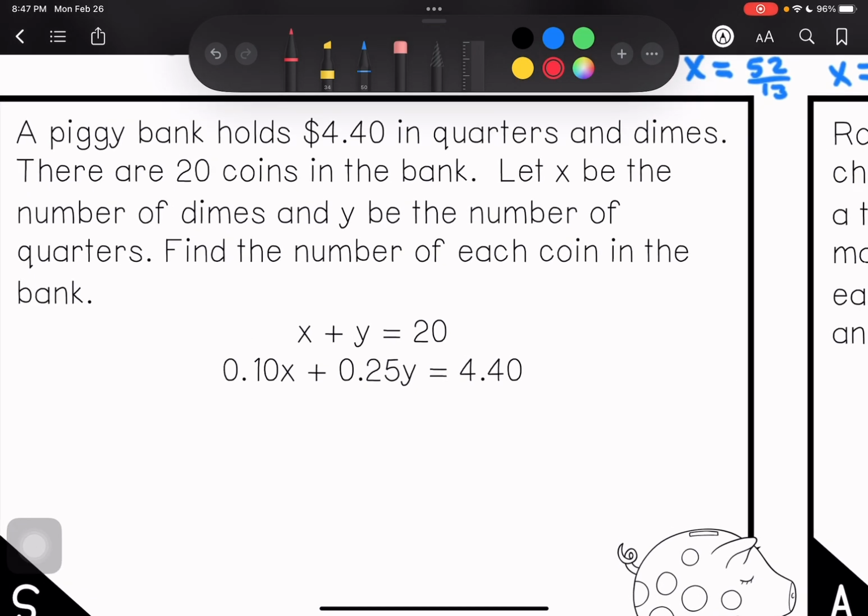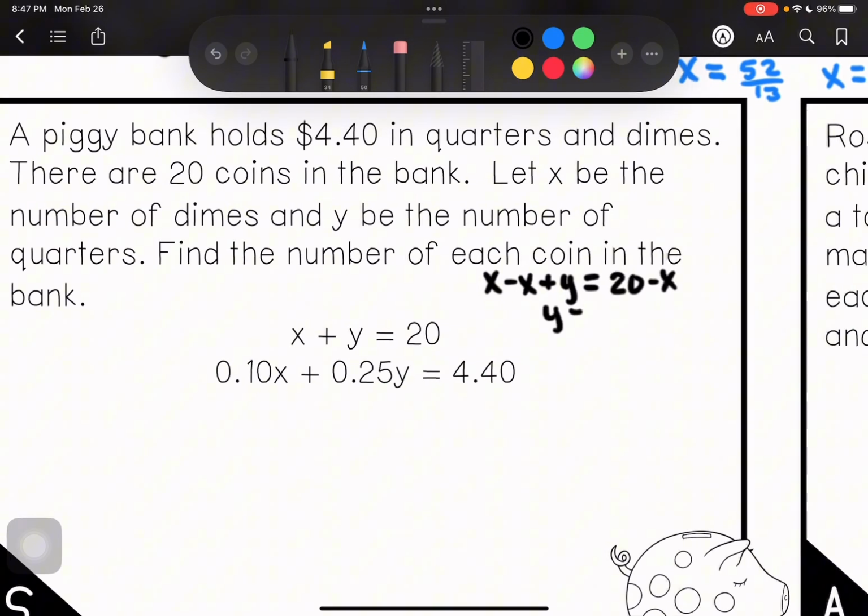Okay, so this first equation, we want to find slope-intercept form. So we're going to subtract X from both sides. So it gives me Y equals 20 minus X. If I put this in slope-intercept form, this is Y equals MX plus B. So now we're going to substitute the value of Y into the second equation.